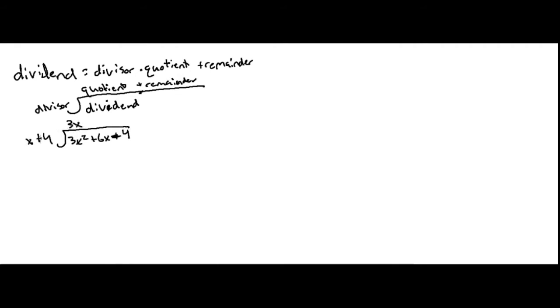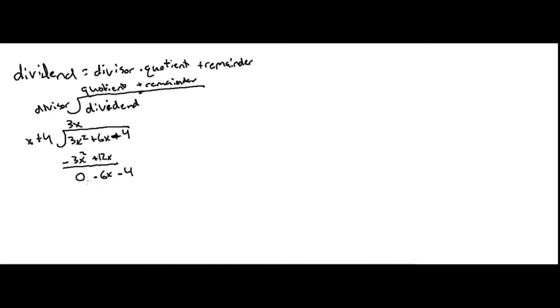Now we're going to multiply our divisor by 3x. So we're going to have x times 3x, that's 3x squared. Now we're going to have 4 times 3x, so that's going to be plus 12x. And now you subtract that from the dividend. So 3x squared minus 3x squared is 0, and that's what we wanted. Now we're going to have 6x minus 12x, so that's going to be negative 6x. Let's bring down that negative 4.